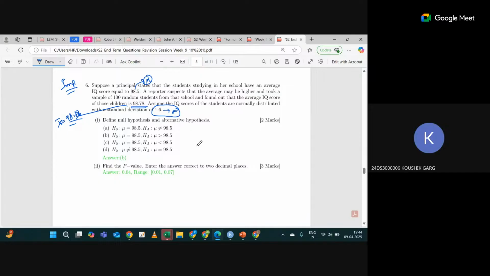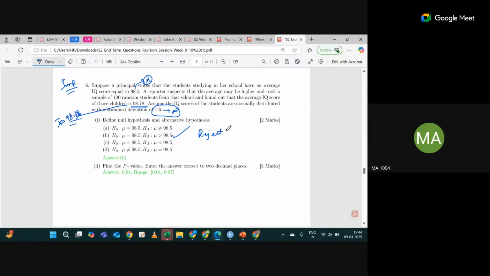So the null hypothesis will be mu equals 98.5 and the alternative will be mu greater than 98.5. That means option B is correct. Why? Because what does the reporter suspect? The reporter suspects that it may be higher, right? Yes, sir, because it may be higher. So if this is the case, tell me, when will you reject your H naught?